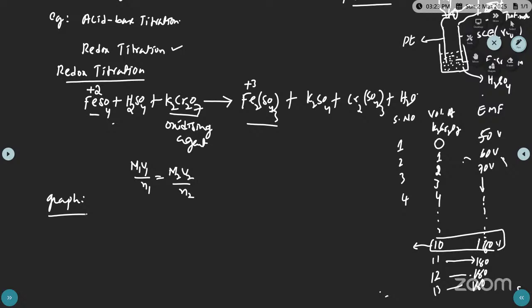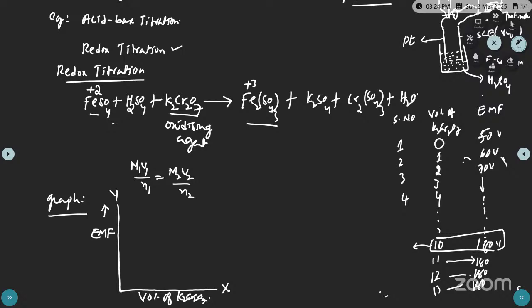So how can you draw the graph? Take the x-axis and y-axis like this. Take the EMF values on the y-axis, and take the volume of potassium dichromate, K2Cr2O7, on the x-axis.